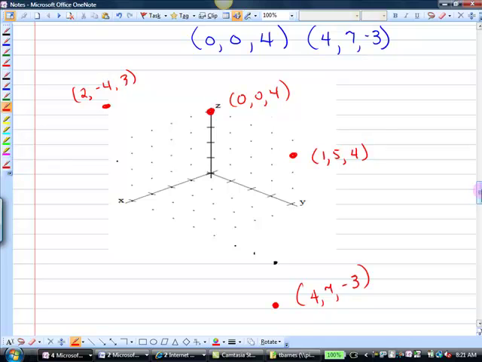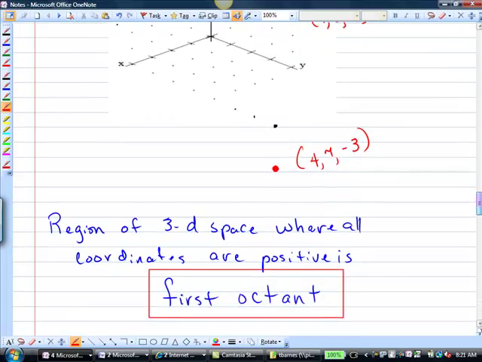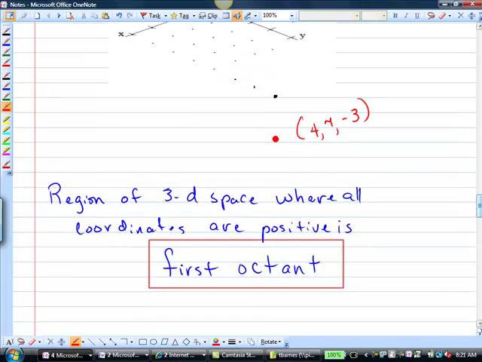Okay. All right. Now, the region of three-dimensional space where all coordinates are positive, so that's that little part we've been looking at right in there, is called the first octant. First octant.